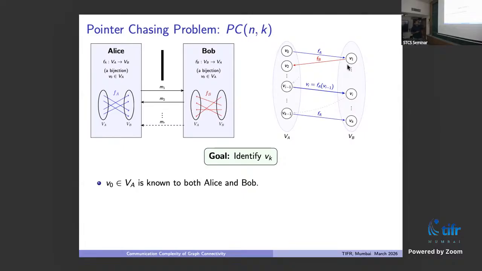What is the goal? Well, there's a fixed vertex V0 on the left side, so let's call that VA, which is known to both. So V0 is known to both. It's a fixed starting vertex you can think of. And the goal, because this is a bijection, V0 maps to a unique vertex V1 via FA, which maps to a unique vertex V2 via FB. And there's a unique vertex at distance K from V0 in the union of the 2 bijections or matchings, as you call directed matchings. And the goal is to compute this VK.